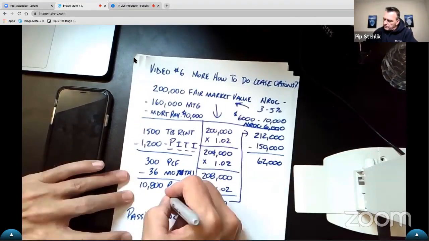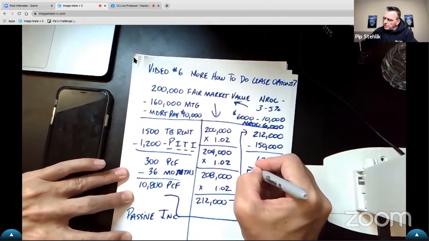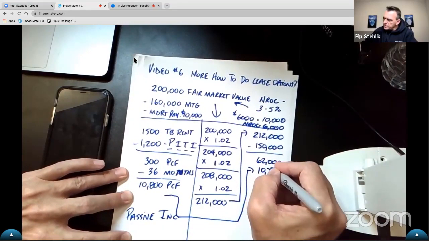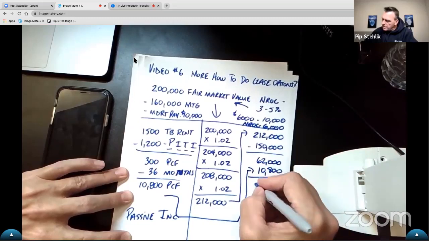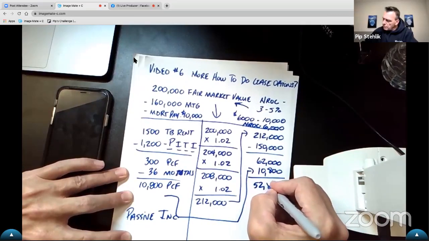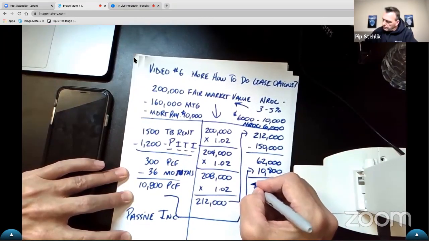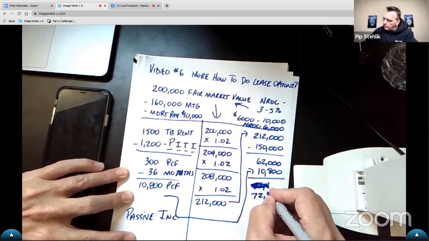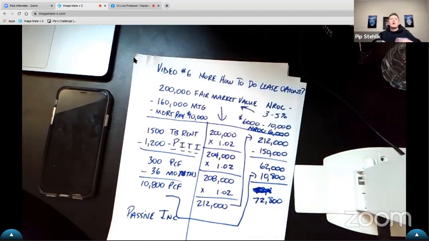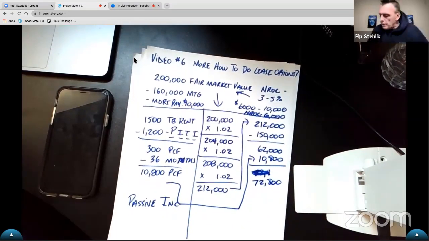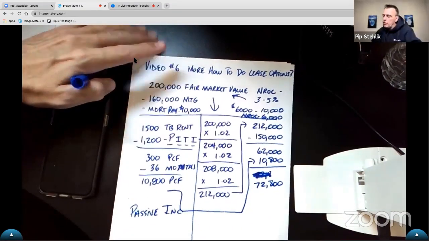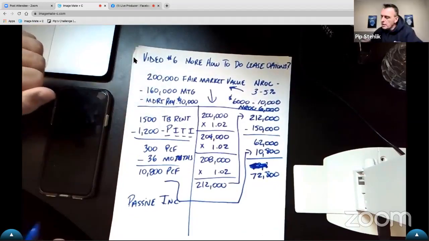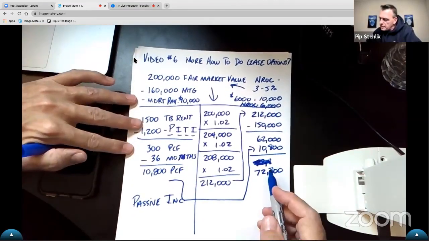We have $10,800 of positive cash flow on this other side. So that gives us 62,000 plus 10,800, that gives us 72,800. Can't do my math tonight. $72,800 in profit before we have to account for our down payment and things like that. And so we've got $72,800.